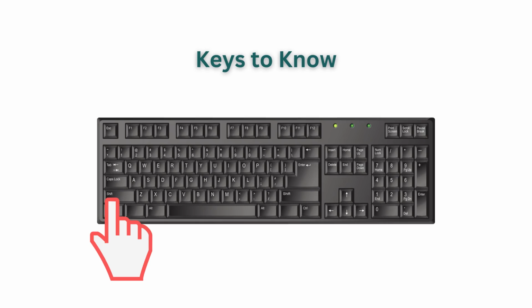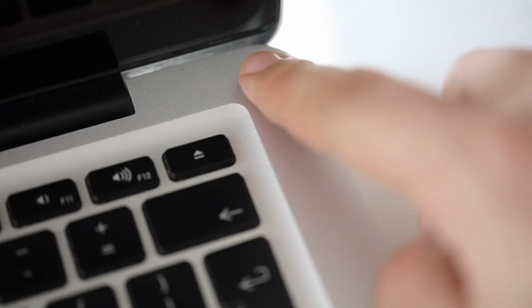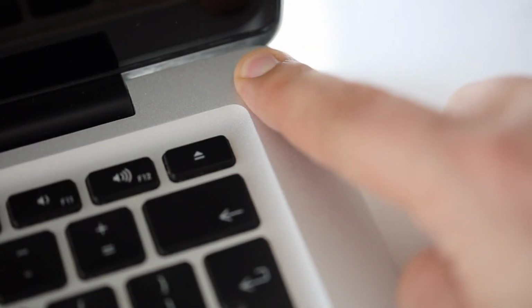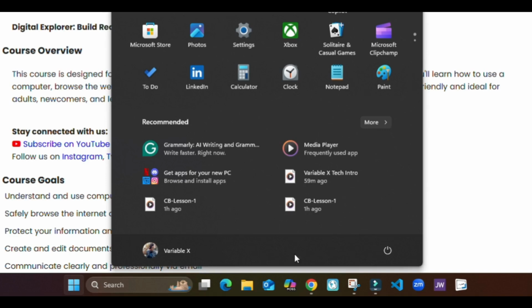To turn on your computer, just press the power button on the computer or laptop. To shut it down, click the Start menu in the bottom left corner and choose Shut Down.